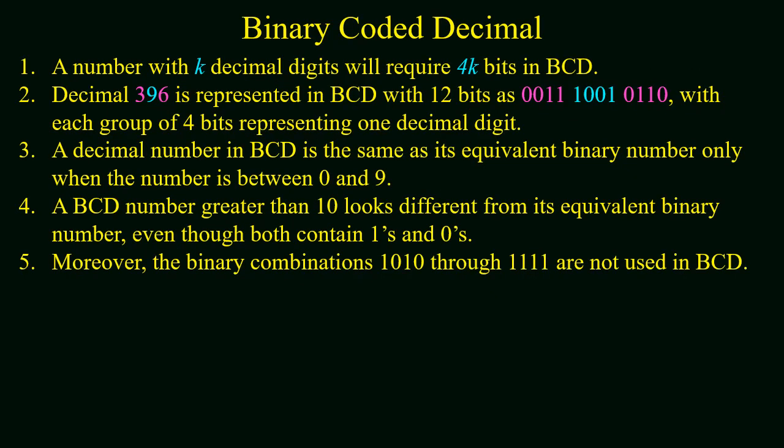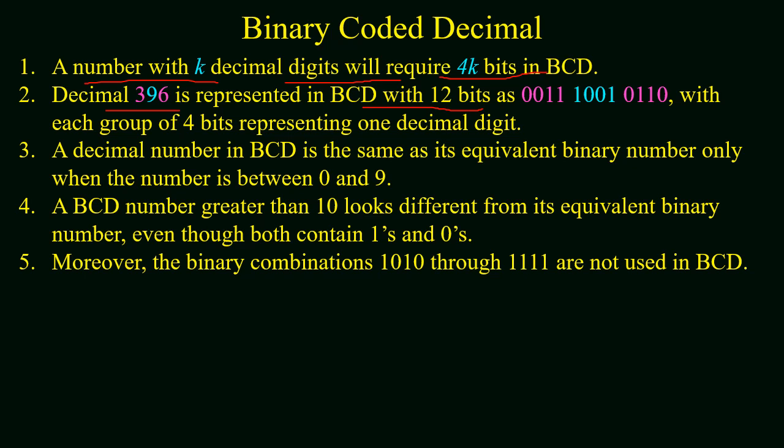Now if we have a number which has k decimal digits, the BCD code of this number will require 4k bits. For example, we have a decimal number of 396 which has 3 decimal digits. Now to make a BCD code, we will replace each individual digit by the corresponding BCD code in the same order.